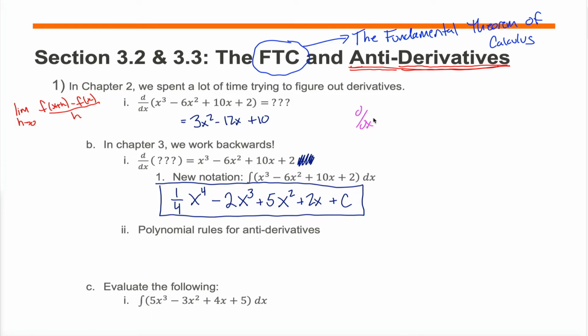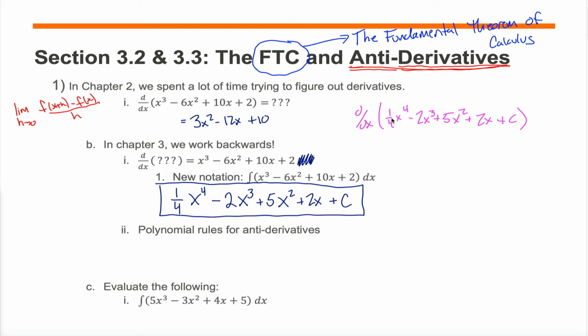What's the derivative of 1/4 x to the 4th minus 2x cubed plus 5x squared plus 2x plus some constant C? Well, this is just a polynomial, so it's easy enough to take the derivative of. I take the derivative of each term individually.